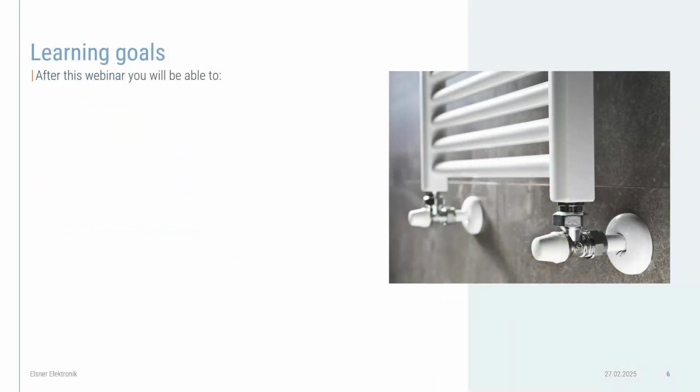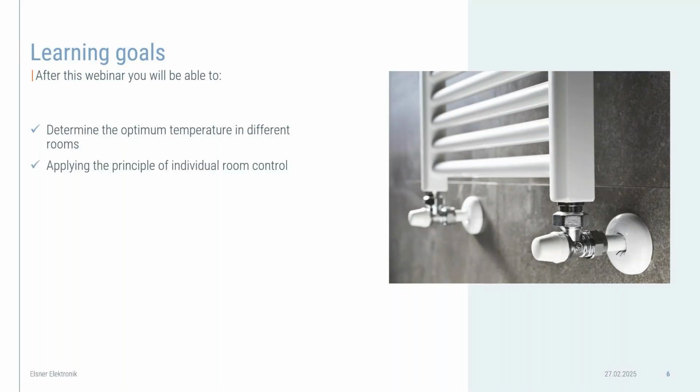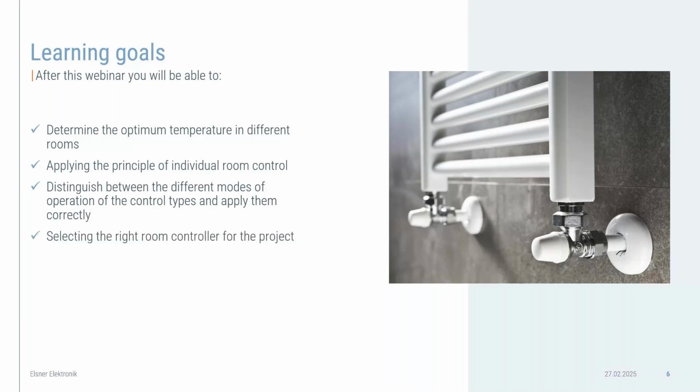Let's get into the learning goals for today's webinar. After today's webinar, you will be able to determine the optimum temperature for different rooms in a house. You will learn how to apply the principle of individual room control, and you will learn how to distinguish between the different modes of operation of the control types and how to apply them correctly. Also, we will be showing some of our products and try to teach you how to select the right room controller for the right project.